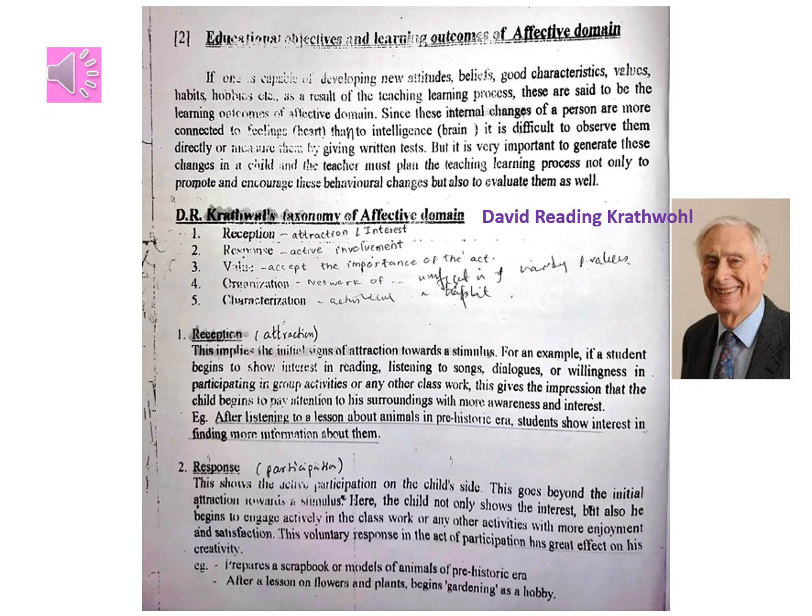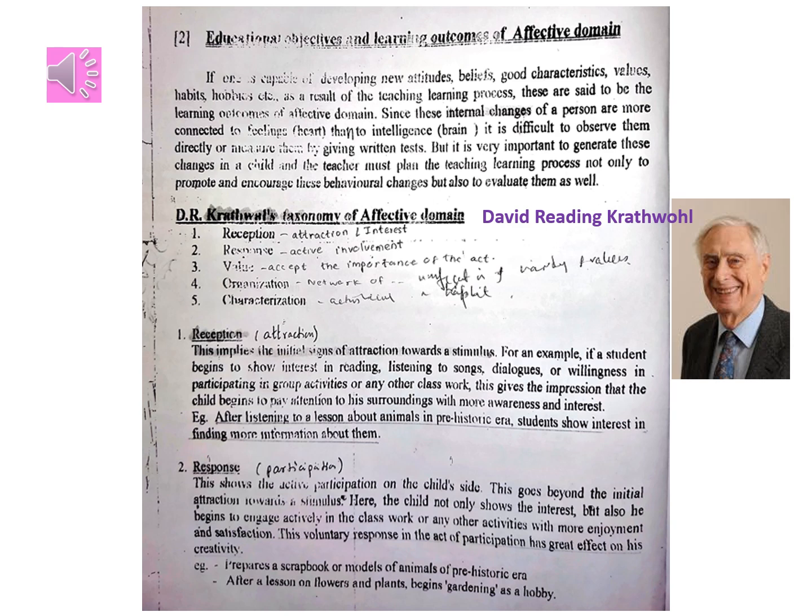Second one is response. Response means this shows the active participation, underline, active participation on the child's side. Now the child gets involved in the process. Earlier, only the interest, right? Now the involvement, participation, active participation. This goes beyond the initial attraction towards the stimulus.